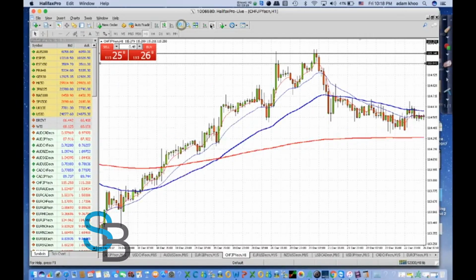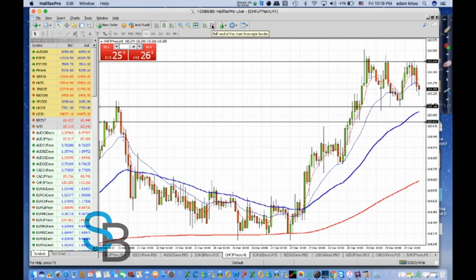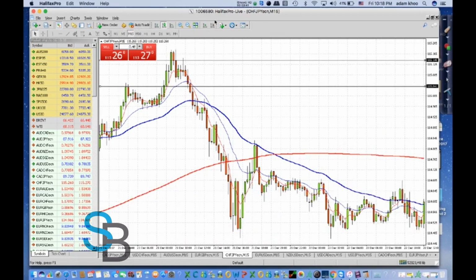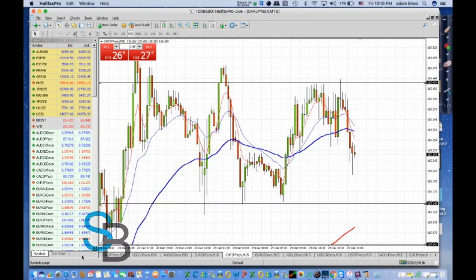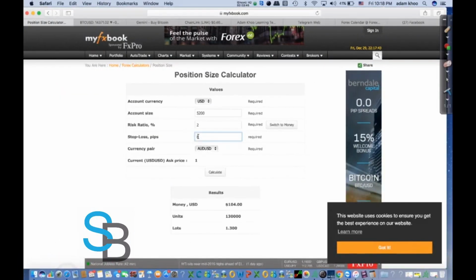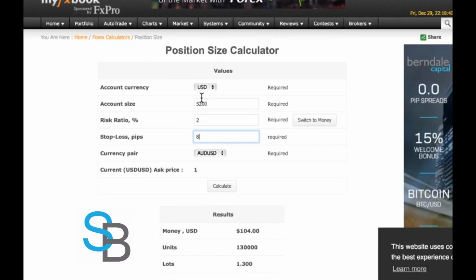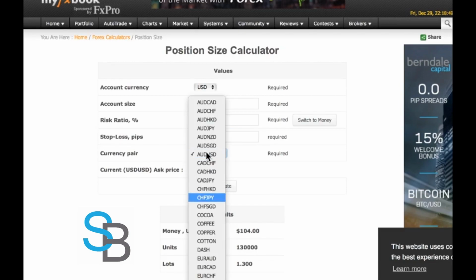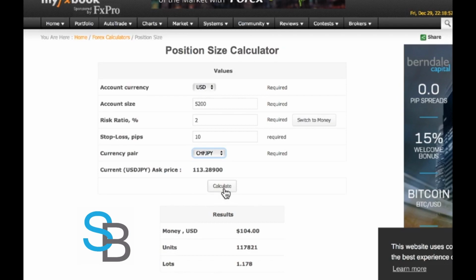So this is a pretty decent trade that I think is of good probability, and I'm willing to take this trade. So this is franc yen. And how I would size my position using the sizing calculator. So if my account size is 5,002 and I want to risk 2%, I place my stop loss. In this case, I'm putting the stop loss at 10 pips away. I select franc yen as my currency, calculate, and you can see the number of lots will be 1.17.